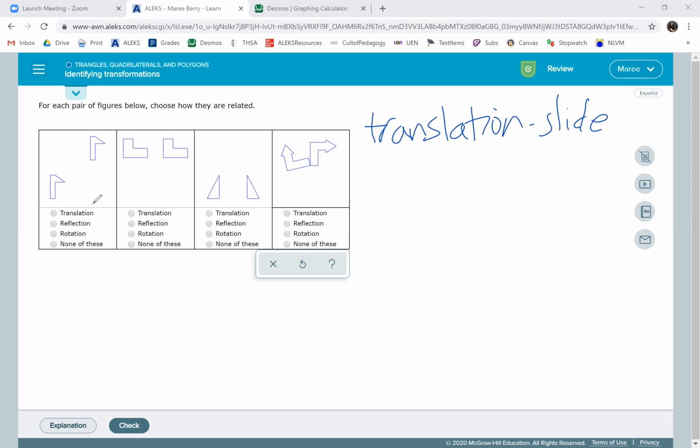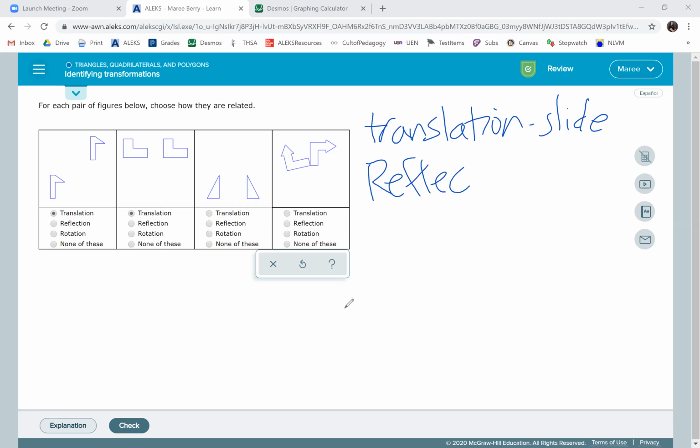So if we look at all of these, this one looks like it slid up to here. This one slid just across. This one didn't really slide because it's now in a different orientation. And that didn't slide either because it's in a different orientation. So I believe that these two are translations. So we'll mark those. The other type we need to know is a reflection.